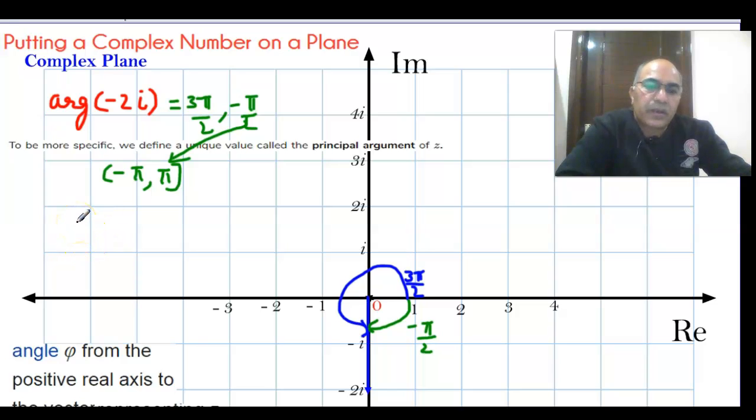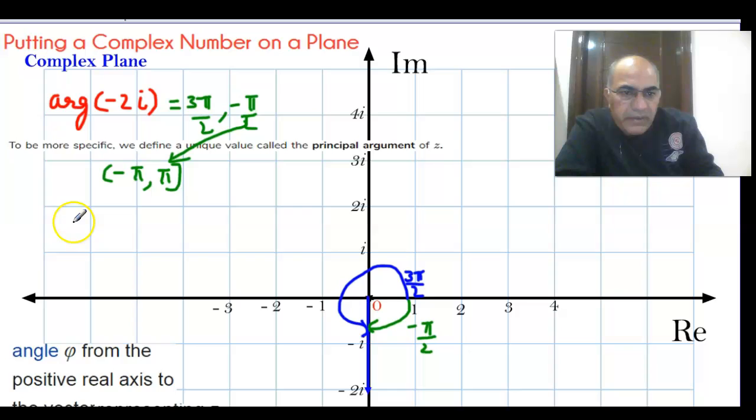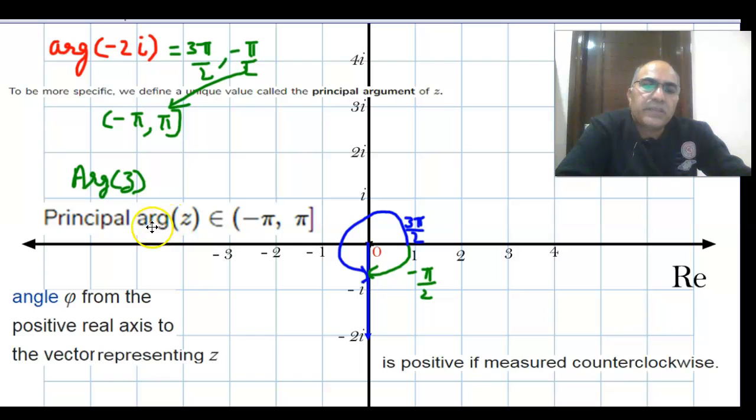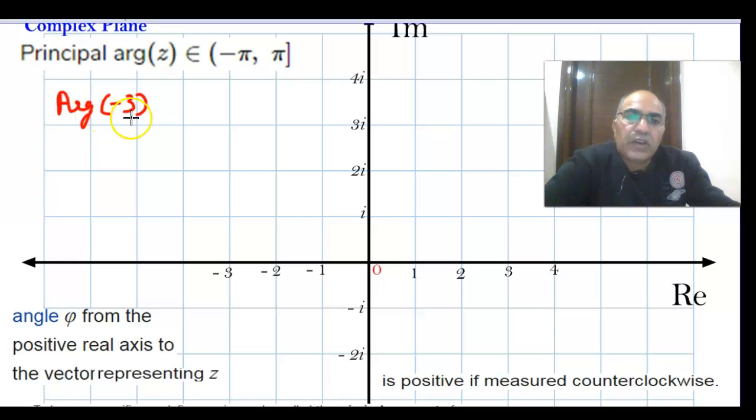We denote principal value of argument z by capital letter A, argument z, by convention again. So principal argument z belongs to minus pi to pi, closed from pi, open from minus pi. Let us take one more example. Principal argument of minus 3.